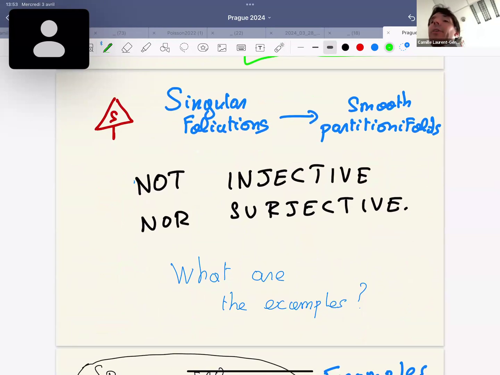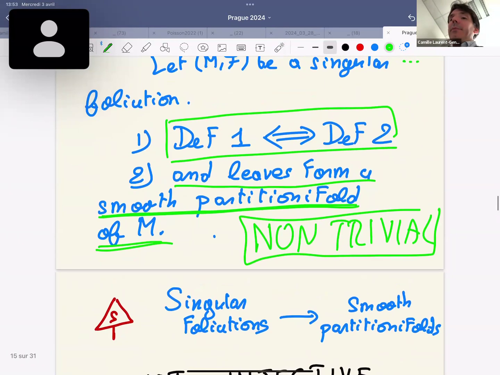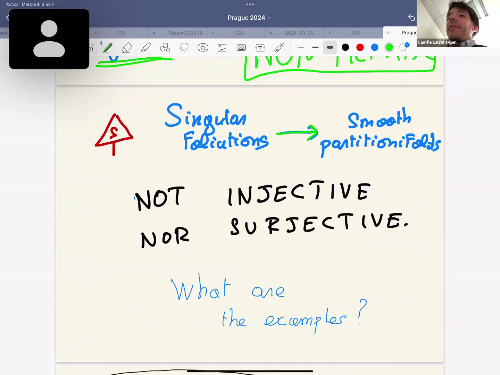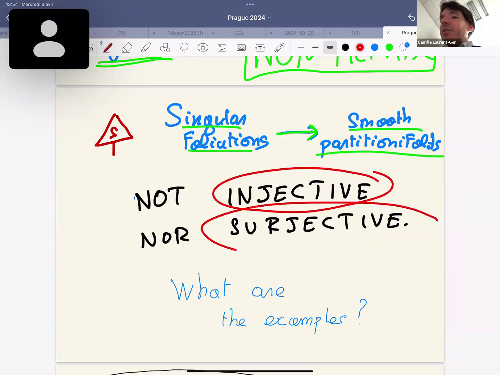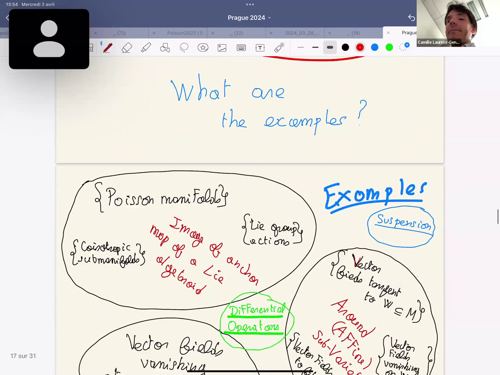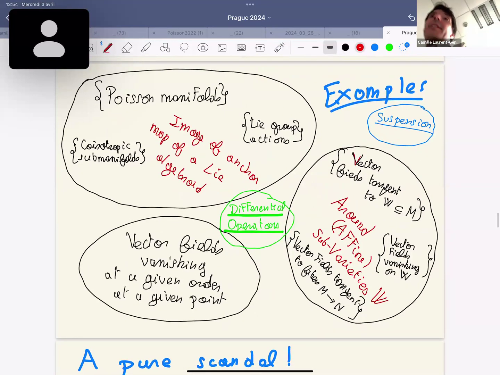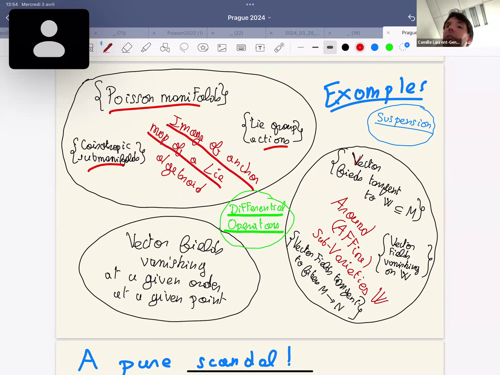I'm not going to say much about this, but this theorem can be interpreted as being a map from singular foliations to smooth partitions of manifolds. Be careful that this map is neither injective nor surjective. Well, what are the examples? What does it matter? We have many examples. We have Poisson manifolds, coisotropic submanifolds, Lie group actions. All these can be merged as images of anchor maps of Lie algebroids. I mean, that's basically the Lie algebroid of a family of singular foliations.